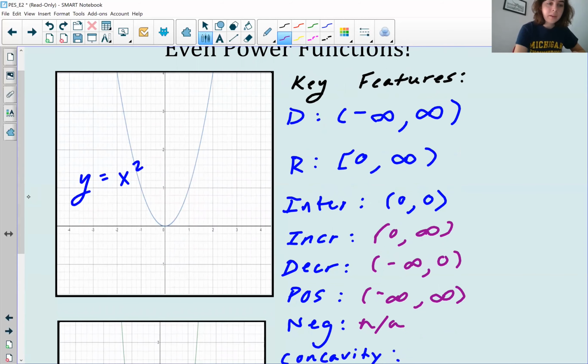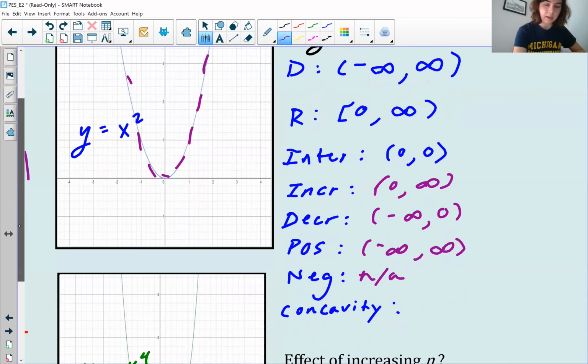So if we want to test the concavity of this graph, let me start from the left and draw my slopes. So negative, negative, negative, negative, flattening out a bit, positive, positive, positive, positive. So my slopes are becoming more positive. So that means concave up.